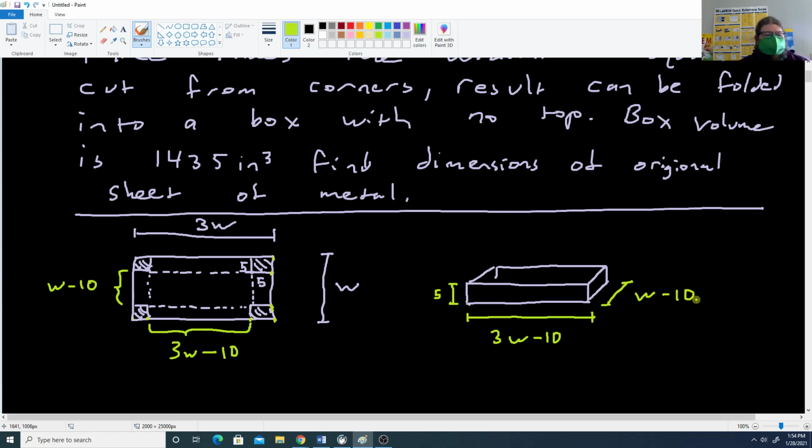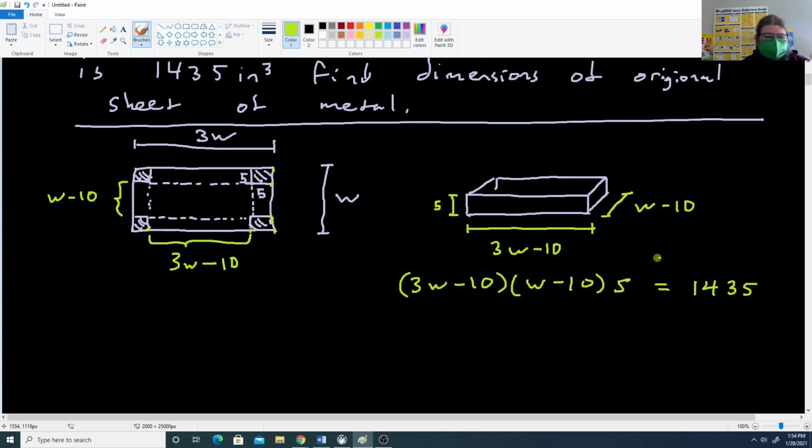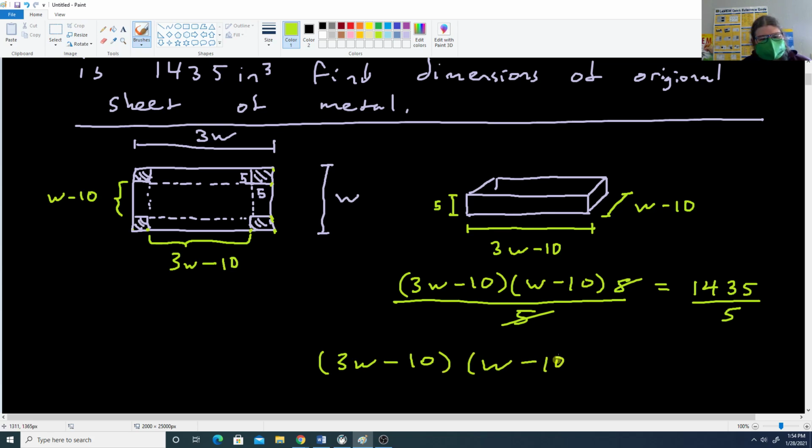So since length times width times height equals volume, the length times the width times the height will equal what the total volume is supposed to be. I'm going to take that 5 that's there and divide both sides by 5 to make the numbers easier to manage. So the 5 can cancel here. We get 3W minus 10 times W minus 10 equals, let's see what 1435 divided by 5 is. That is 287.